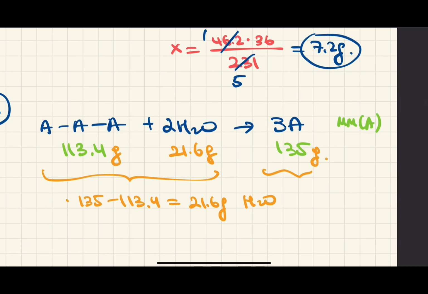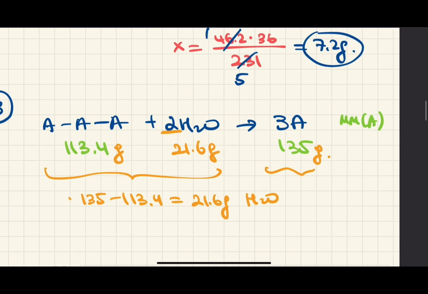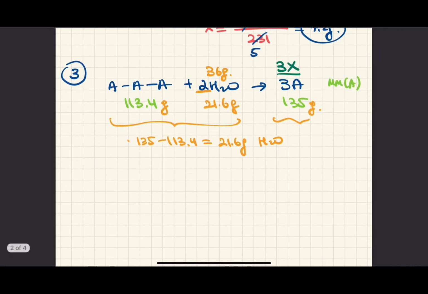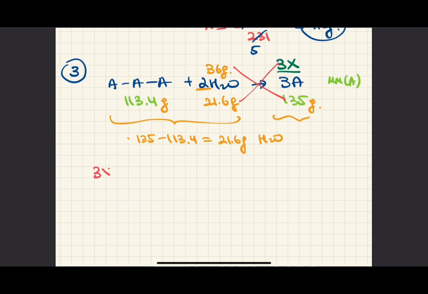Now, we know that according to our balanced equation, 2 moles of water is 36 grams of water. What they're asking is to find the molar mass of A. Like in this case, we'll create 3 of the A, so we're going to write here 3x. Then we will find the molar mass of it by doing the cross multiplication. And this would be 3x multiplied by 21.6 equals 36 times 135. X would be just 36 times 135 divided by 21.6 times 3.